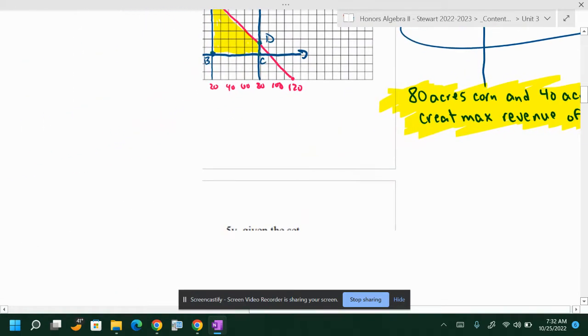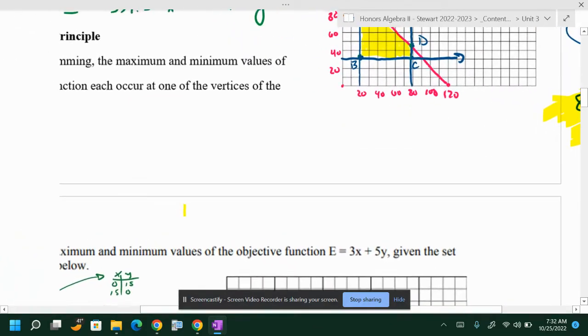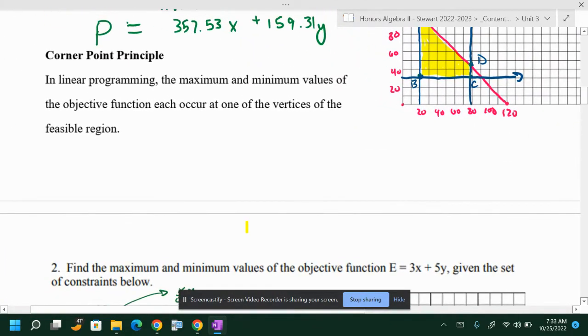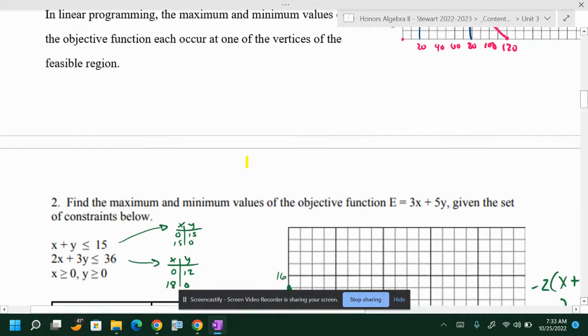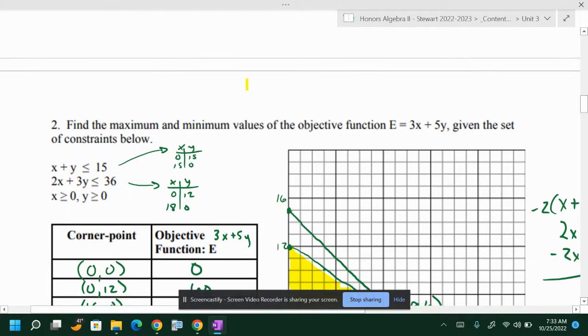So what do the corner points actually tell us? The corner point principle: the maximum and minimum values of the objective function occur at the vertices of the feasible region, something that we just kind of looked at.